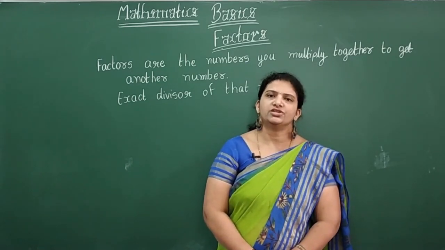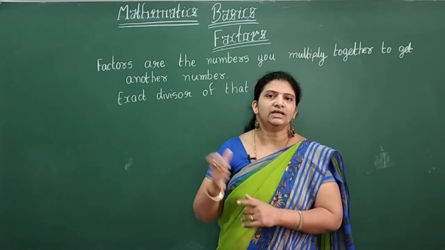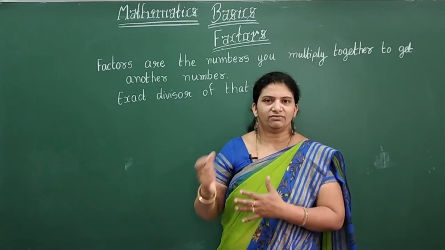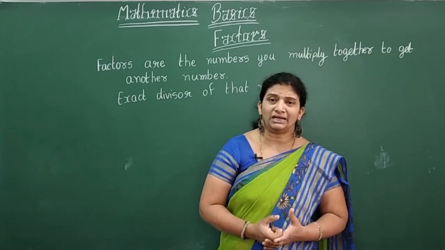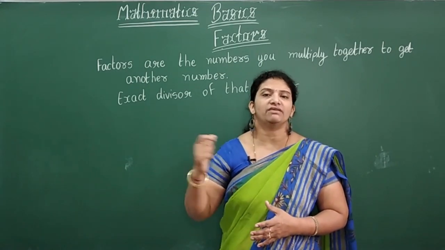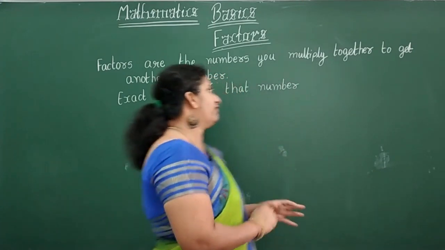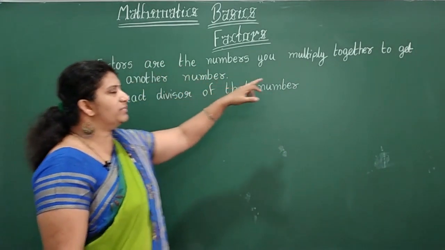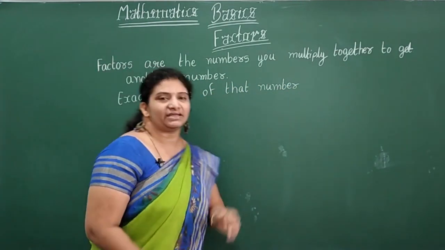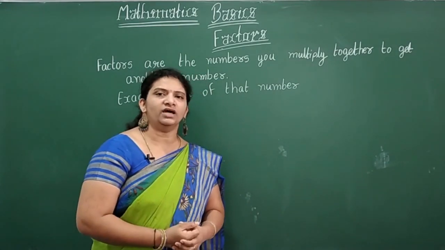Okay, look here children, what are factors of a number? For a particular number, all the numbers we can divide by, or multiply with, are called the factors of the given number. Factors are the numbers you multiply together to get another number. Or we can say that it is an exact divisor of the number.